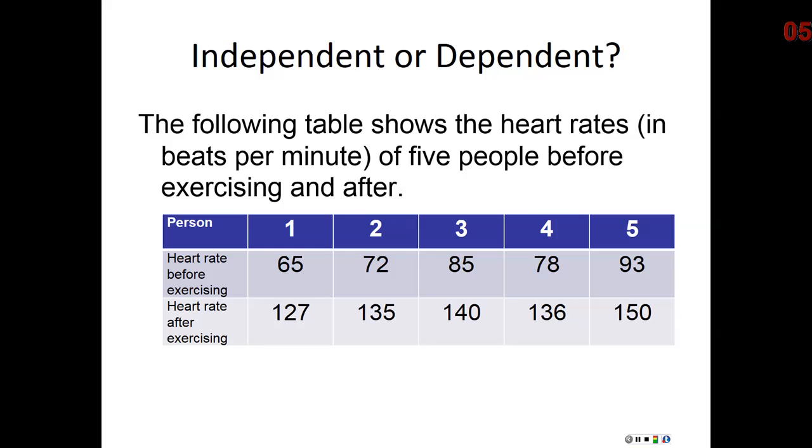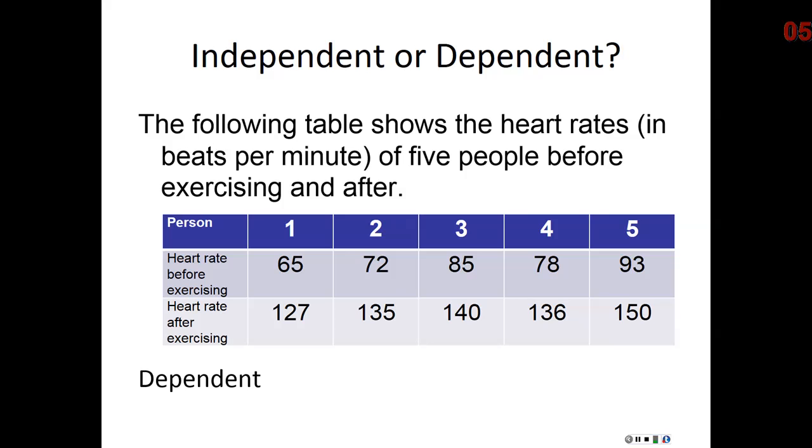They're dependent because they're matched. It's the same person. It's before and after. Okay? You are going to have a question like that on test 4, and you're also going to have a question like that in the final exam. Not this one, but something like that, where they're going to ask whether it's independent or dependent.